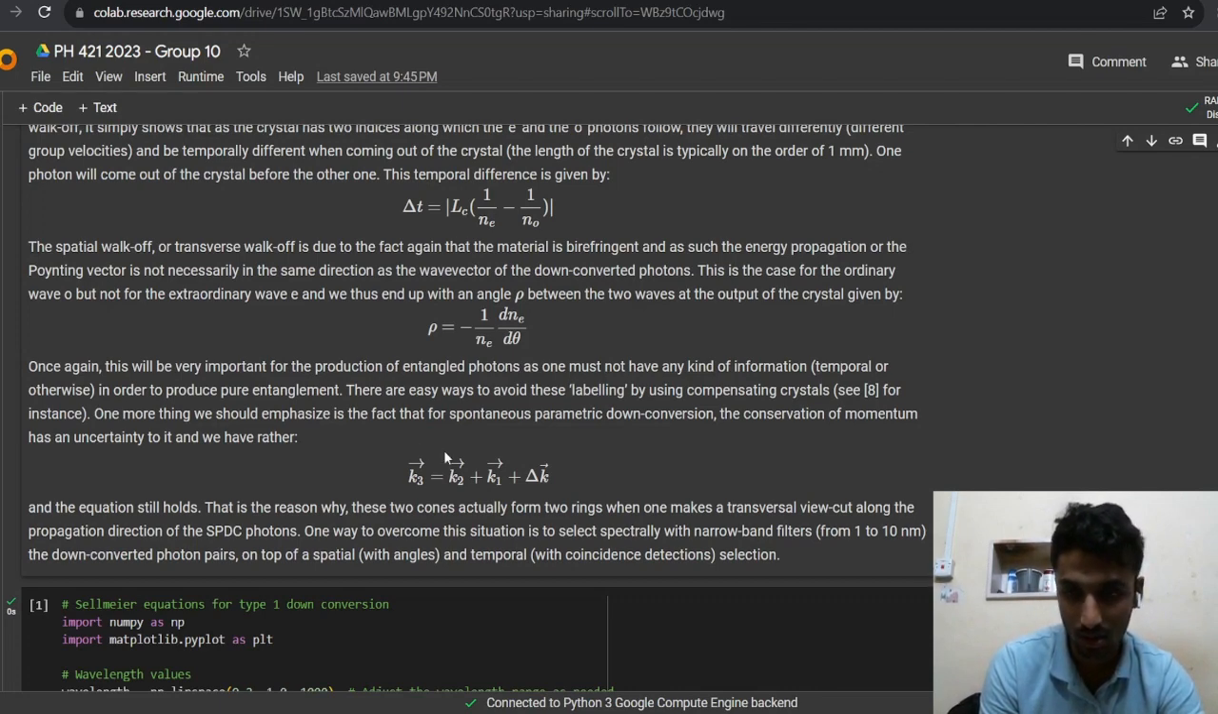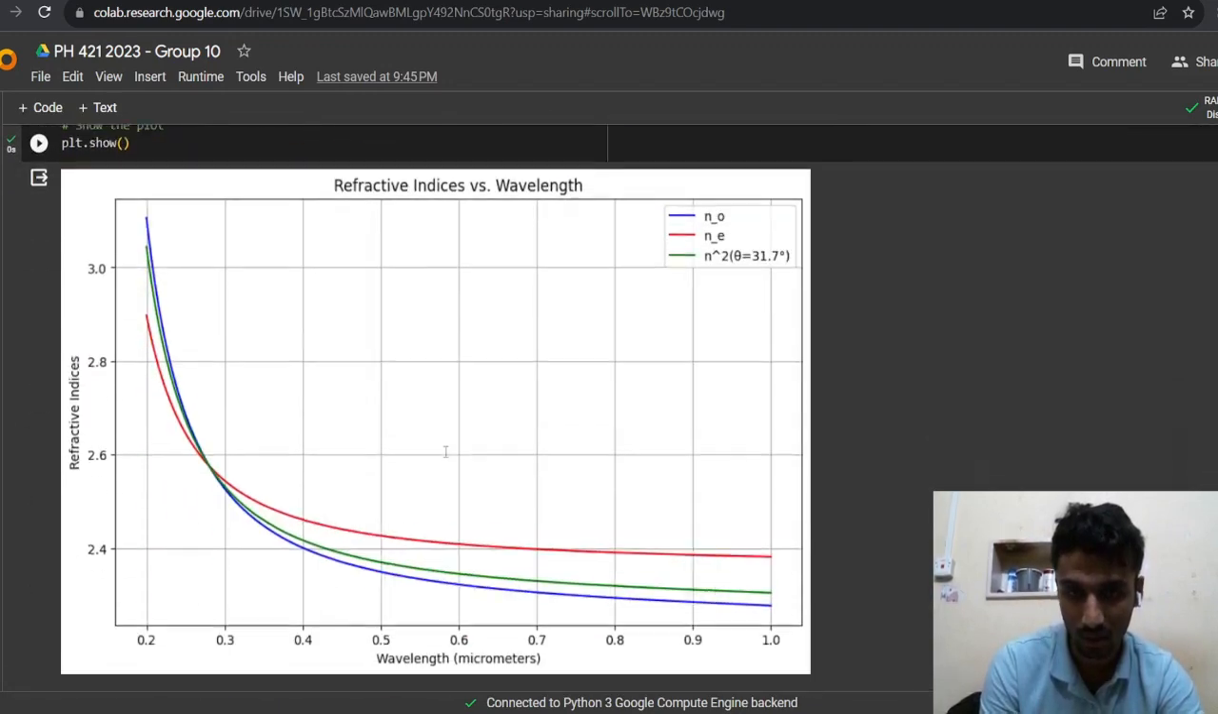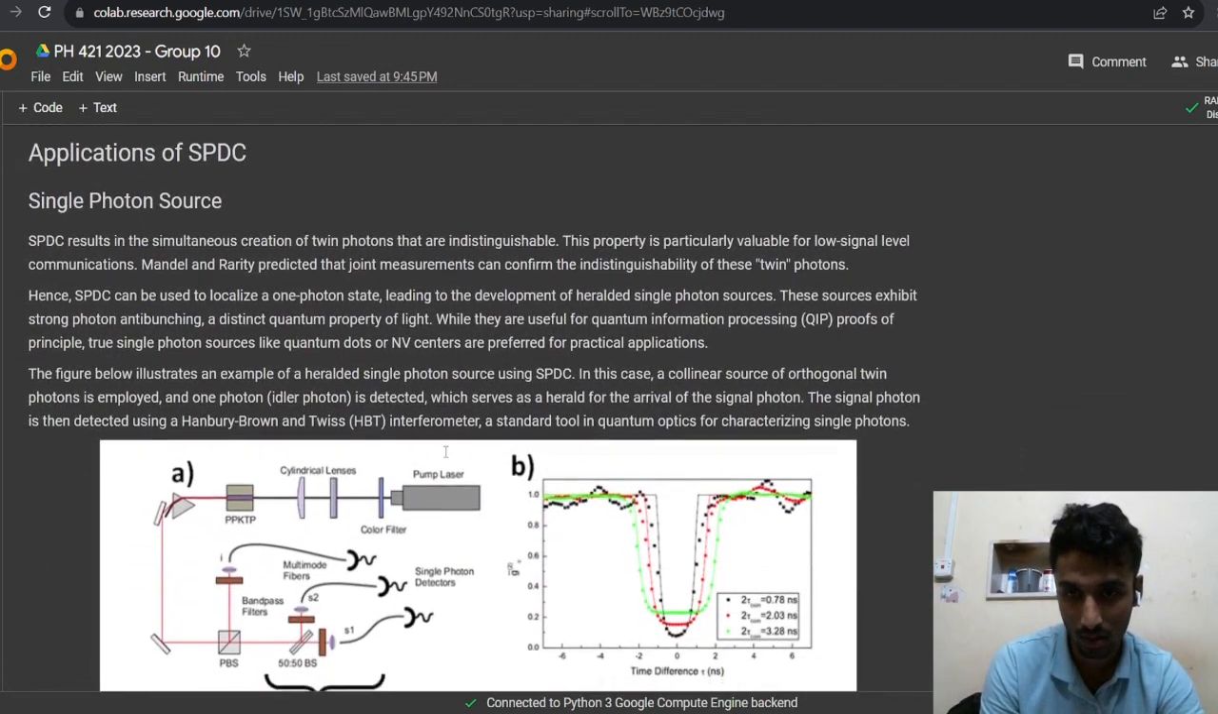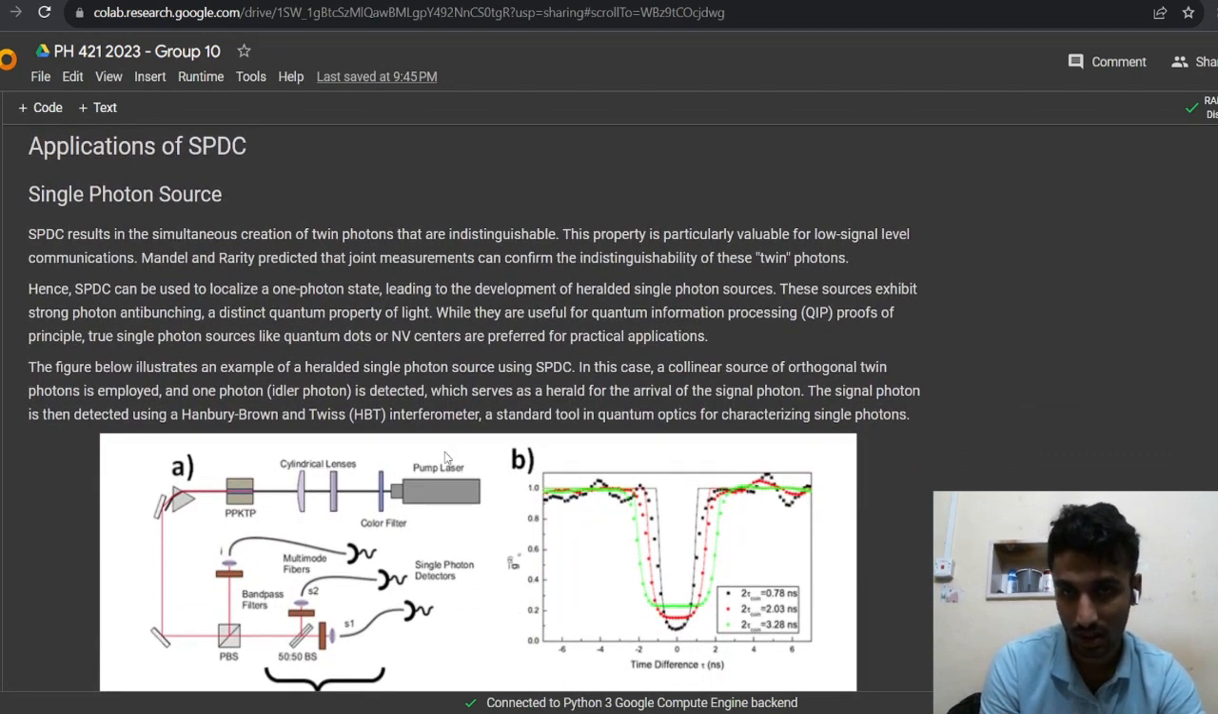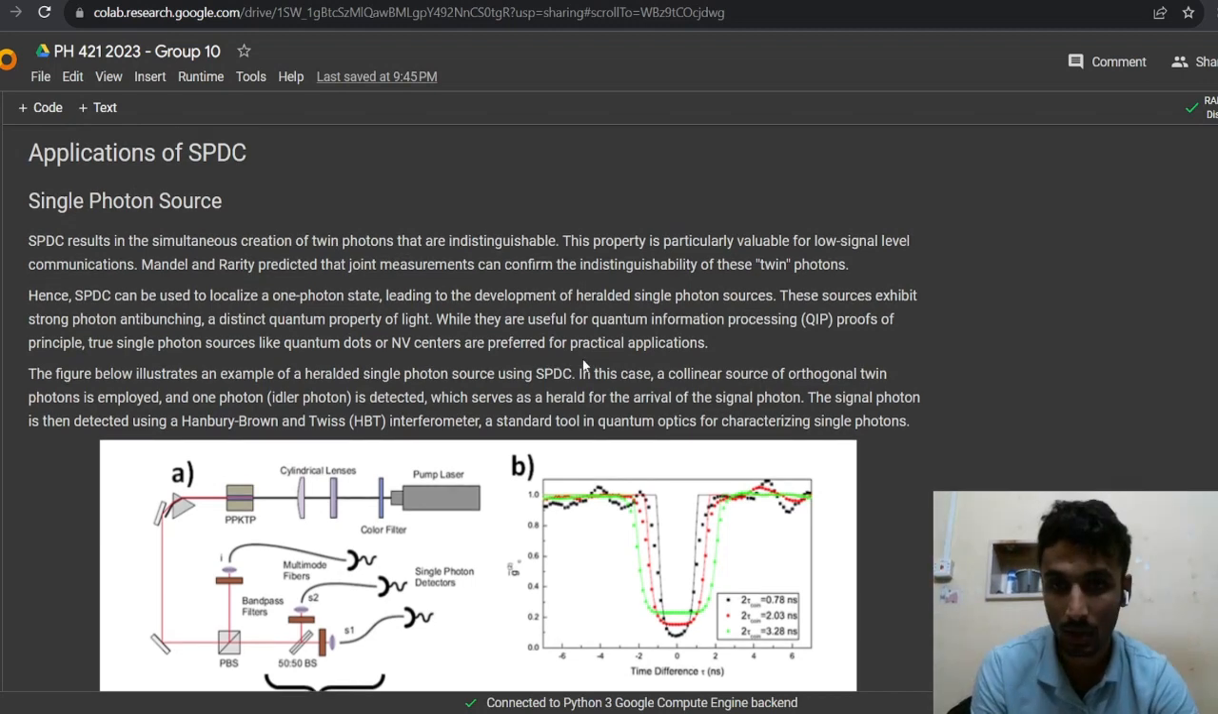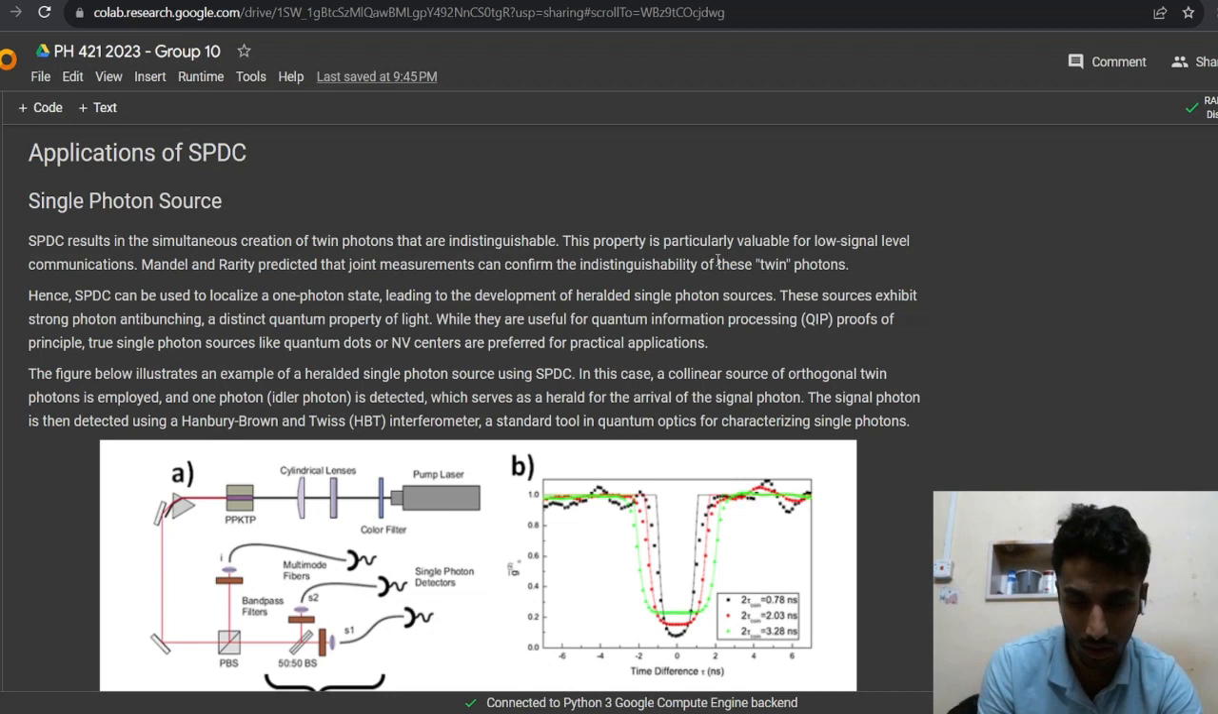Now let's look at the applications. This is the plot we did for the Sellmeier equations with the applications. The first application is to create a single photon source, in which you can localize a one-photon state, in which one photon can herald the coming of another. This is especially useful for communications. The signal is weak. This can be used to display proof of quantum principles, but the practical applications are not that many.